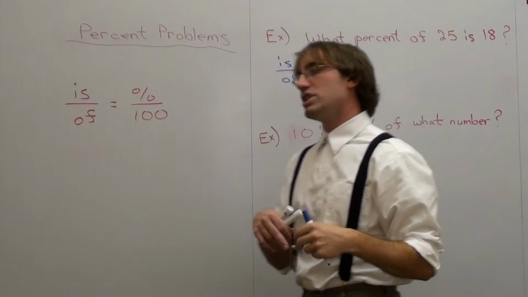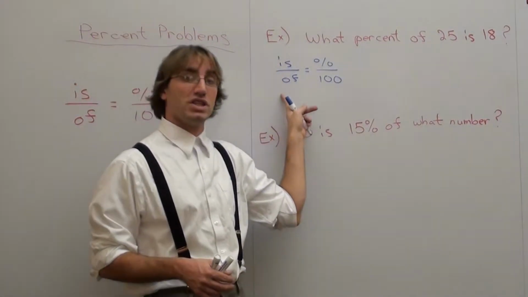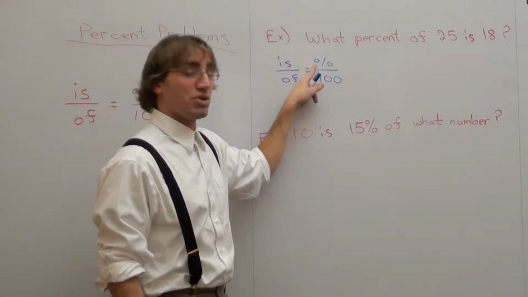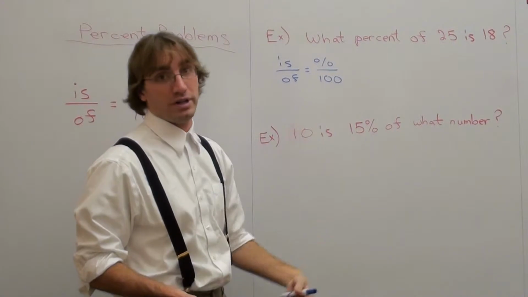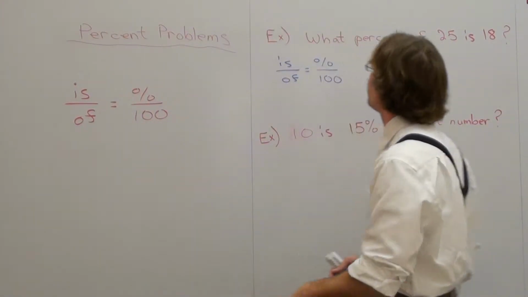The number associated with "is" goes in the is portion. The number associated with "of" goes in the of portion. If the number has a percent with it, it goes in the percent portion, and you just fill in 100 for the 100. We'll wind that back if it doesn't make as much sense, but I think by the end of the two problems it will.